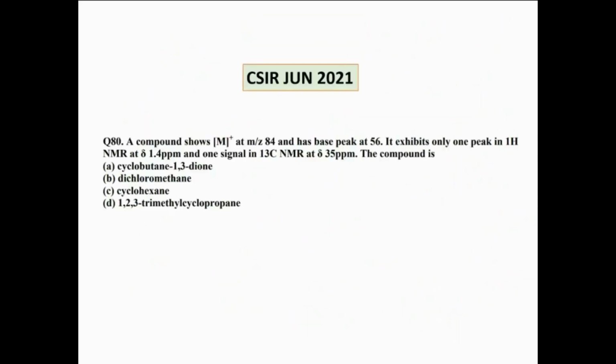A compound shows M plus peak at 84 and base peak at 56. It exhibits only one peak in proton NMR. Now 84 molecular peak minus 56 எவ்வளவுன்னு பாருங்க, அதுலயே முடிச்சு விட்டுறலாம். First thing, one peak in proton NMR, இத பேஸ் பண்ணி எதெல்லாம் காலி பண்ணிடலாம். புரோட்டான் NMRல ஒரே ஒரு பீக்.